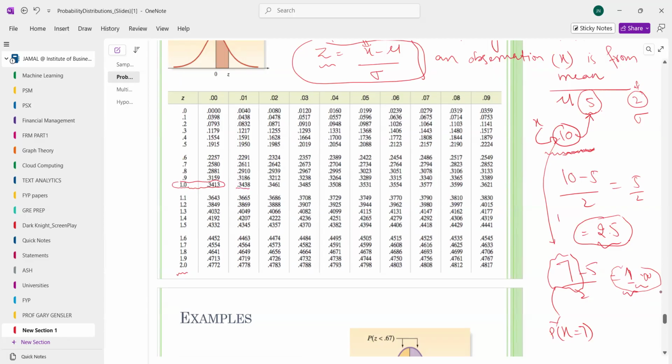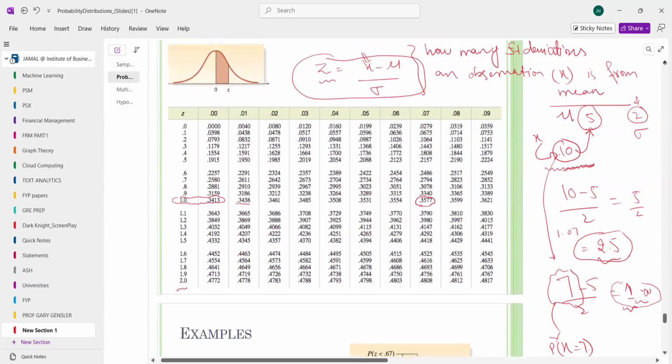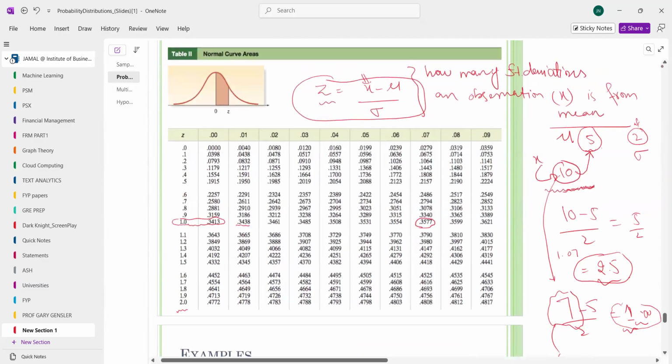If my z-score was 1.0, maybe 0.7, then this will be my probability, right? So this is how you look at the tables. But again, there's one little caveat here. If you look at this, these probabilities are from the mean to the z-score, right?